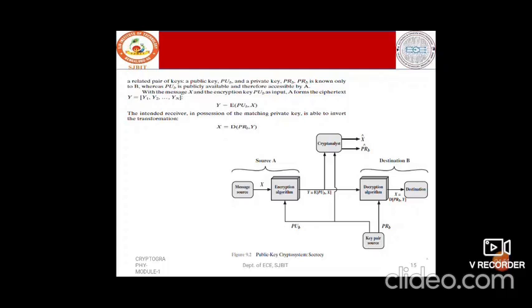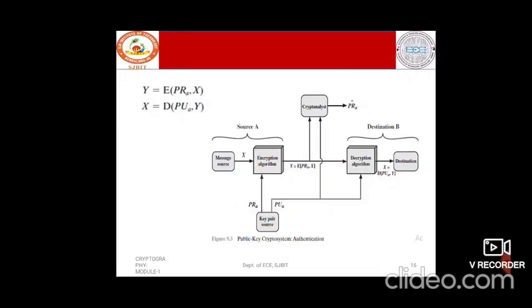As mentioned earlier, either of the two related keys can be used for encryption, with the other being used for decryption. This enables a rather different cryptographic scheme to be implemented, whereas the block diagram shown in the earlier figure provides confidentiality. The next block diagram shows the use of public key encryption to provide authentication. So Y can be written as the encryption of X with PRA, and X is equal to the decryption of Y with PUA.